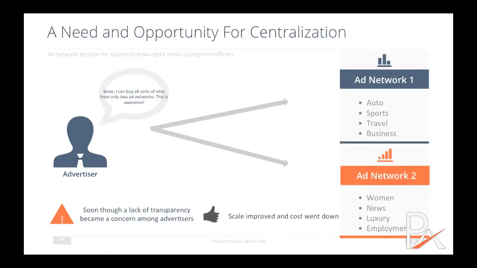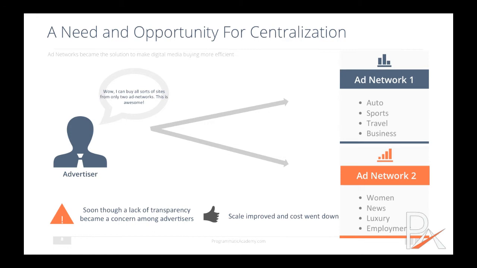So there was a need and an opportunity for centralization. Advertising.com, ValueClick, those first ad networks saw the value in categorizing, or putting together by vertical, a bunch of sites and representing those sites, and then selling them to advertisers. The advertiser saw value in only having to deal with one or two ad networks and having the reach and scale of a bunch of different sites across various different verticals. One thing that started to arise here, though, among advertisers was a concern for transparency. However, scale was improved drastically, and generally costs went down with this model.